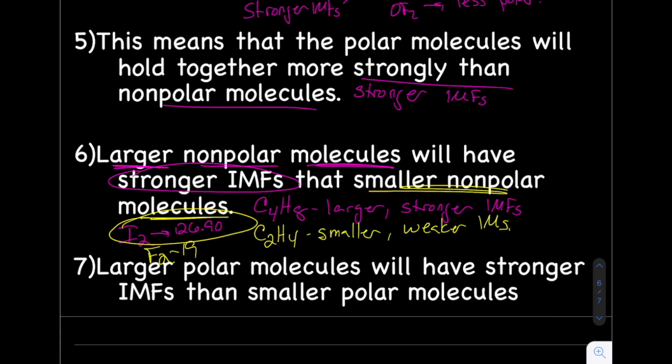Okay, and when we look at polar molecules versus nonpolar molecules, the same holds true. A larger polar molecule will have a stronger IMF than a smaller polar molecule.